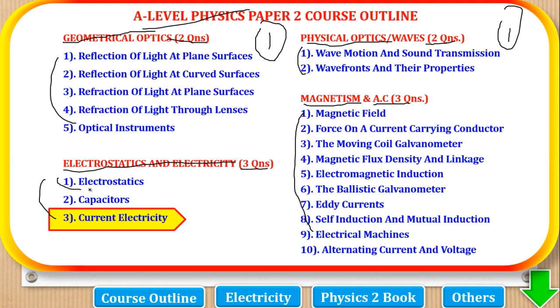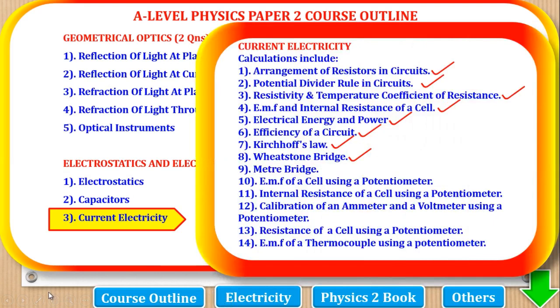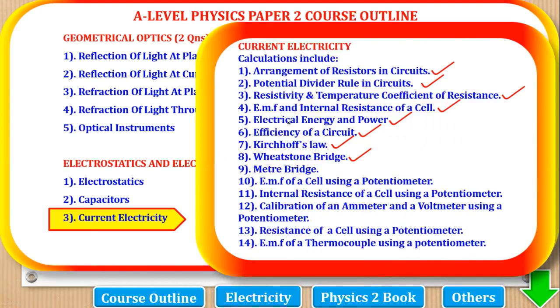Previously we had already covered electrostatics and capacitors, and now we are on current electricity. In current electricity, part 1 was covered, part 2, part 3, part 4, part 5, part 6, part 7, and now we are on part 8, which is Wheatstone bridge.